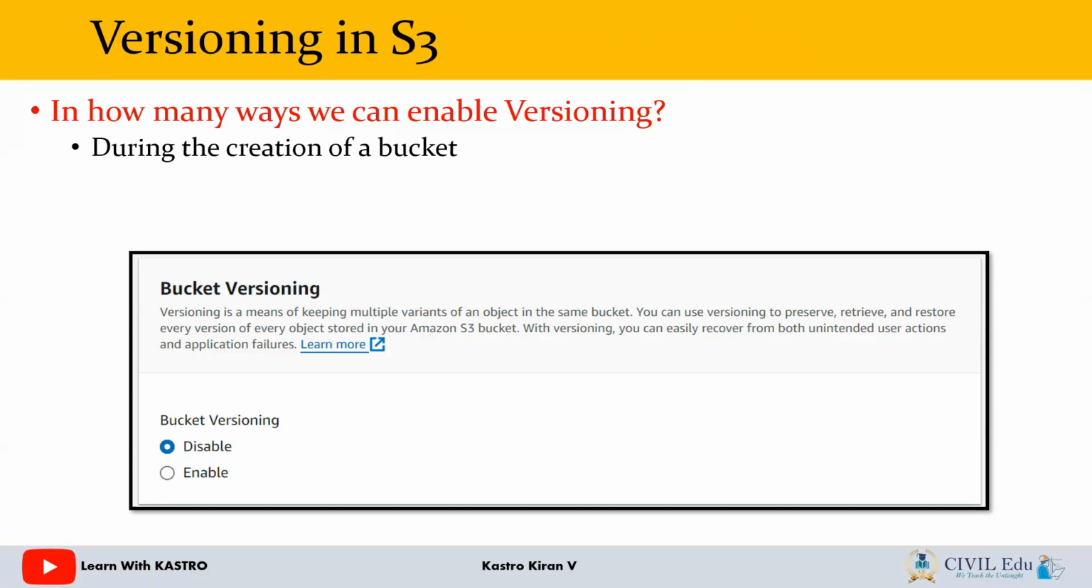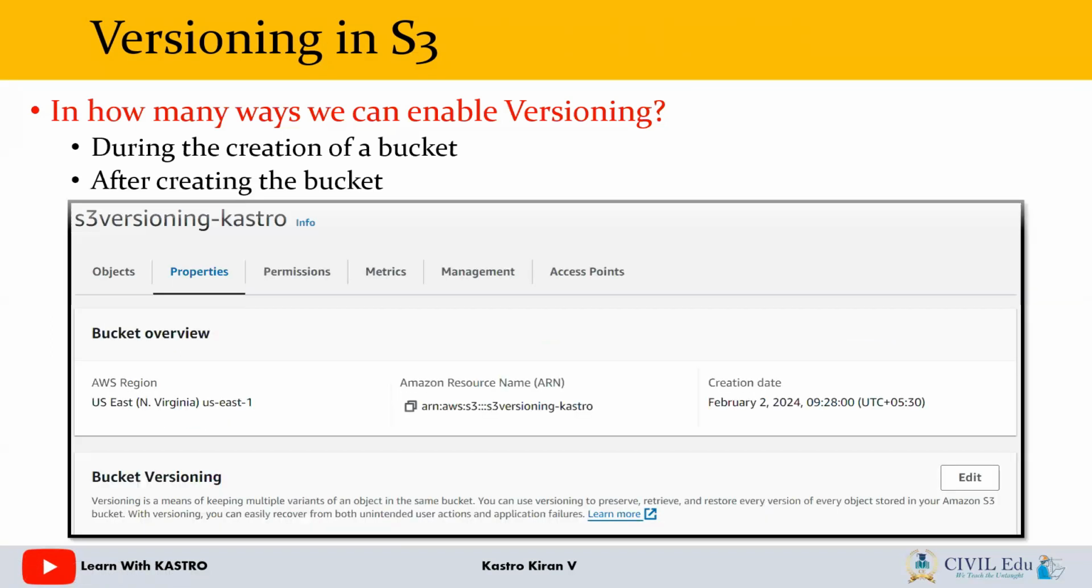And the second way is that even after creating the bucket, we can still enable versioning for a bucket. You can say this is my bucket name, and in the bucket you can see an option called Properties. In Properties, you can see an option called Bucket versioning. In Bucket versioning, you can see an option called Edit here.